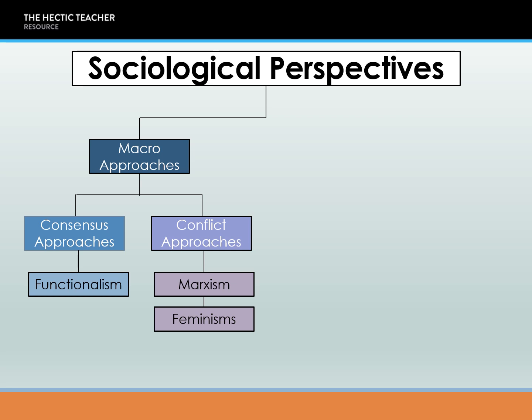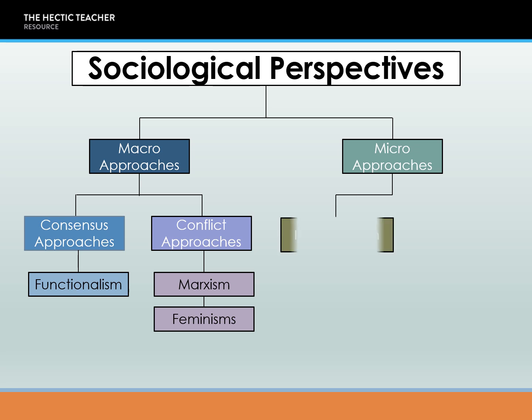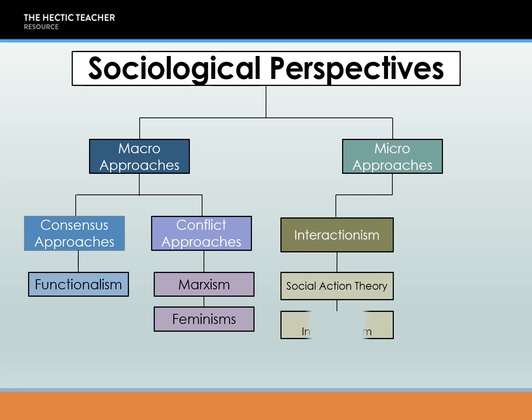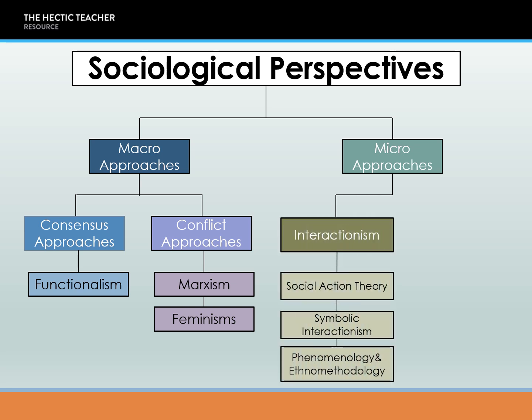So, for example, in Marxism, they're very much linked to the class system. Feminism is looking at gender. The second type of perspective is the micro approaches, and in particular we're going to be looking at interactionism, and this can be broken down into social action theory, symbolic interactionism, phenomenology and ethnomethodology.